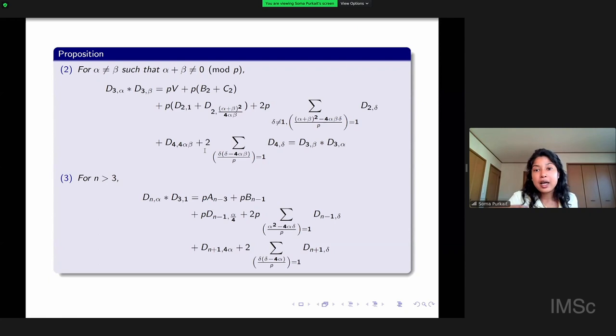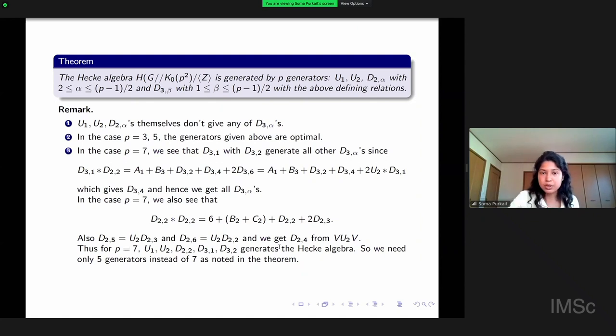D4 alphas. And it turns out that we have p minus 1 unknowns and p minus 1 relations, and the determinant is non-zero. So alpha goes from 1 to p minus 1, your D4 alpha also goes from 1 to p minus 1. So the determinant is non-zero, and so we get that D4 alphas are uniquely determined by D3 alphas. And then we have these inductive relations amongst these DNs and D3s, which gets us all the DN alphas. So that's what we get.